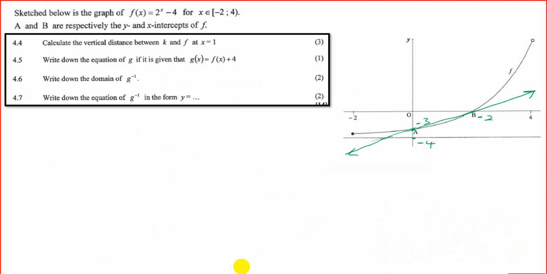Okay, carrying on to some little higher level questions. You'll notice the next question is to find the vertical distance. Now, vertical means a straight line distance between k. Now, k is the straight line. Remember, k is our straight line.